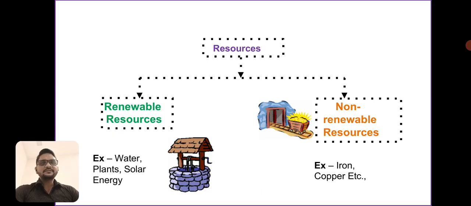Now what are resources? There are two types of resources. First is renewable resources, second is non-renewable resources. Renewable resources, examples are water, plants, solar and energy. Non-renewable resources are iron, copper, etc. This means we can regenerate water, plants, solar and energy again and again, but iron, copper, etc. cannot be generated again and again.